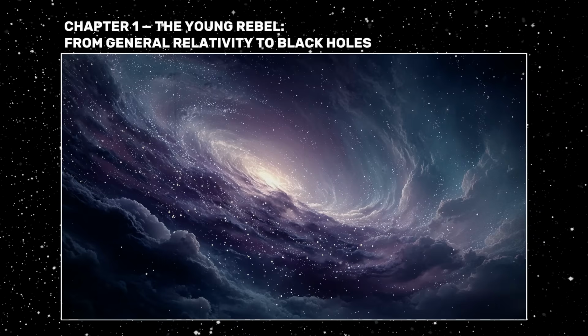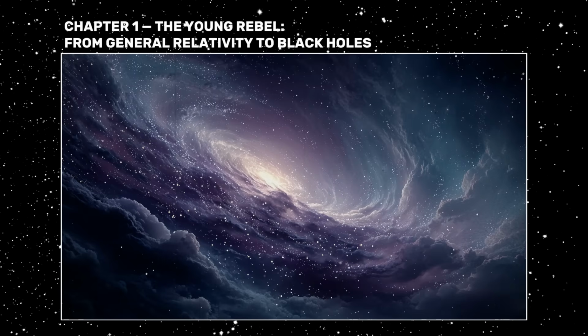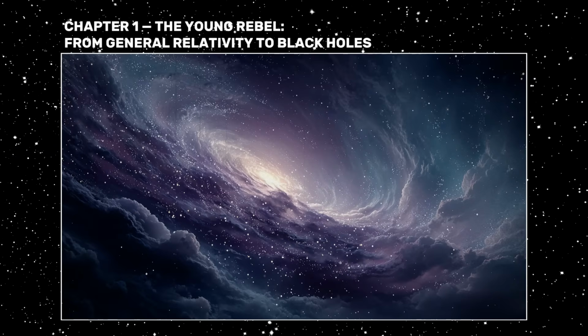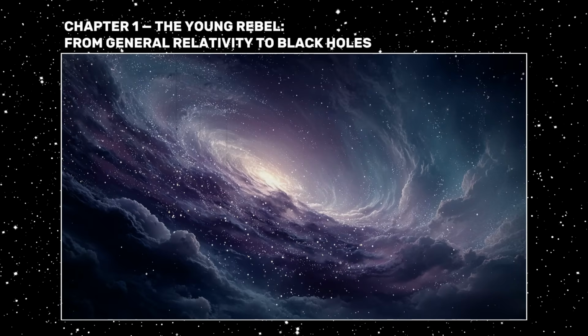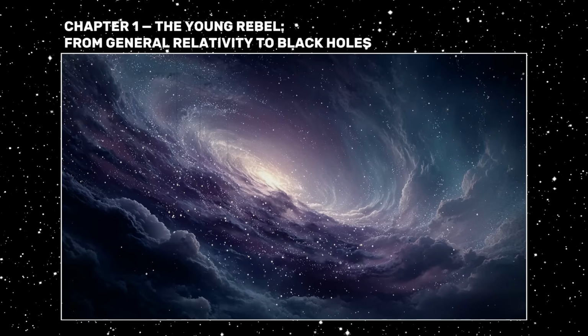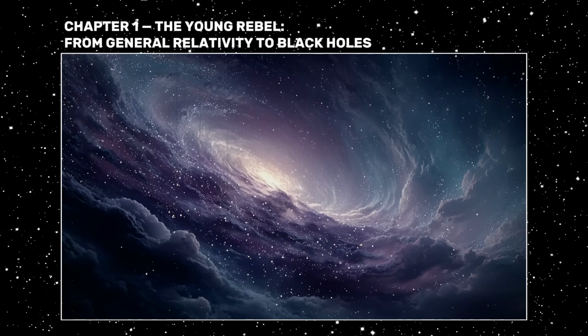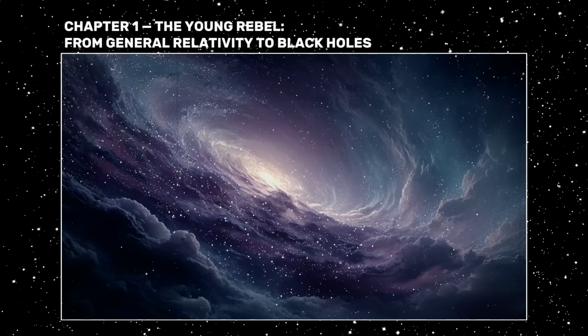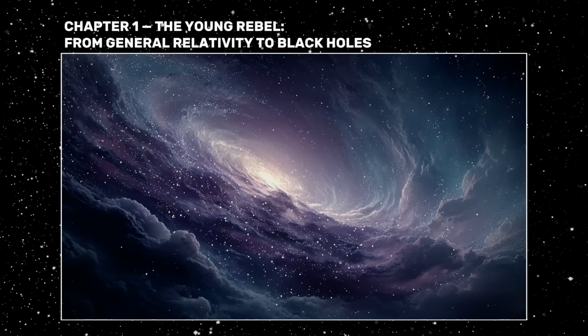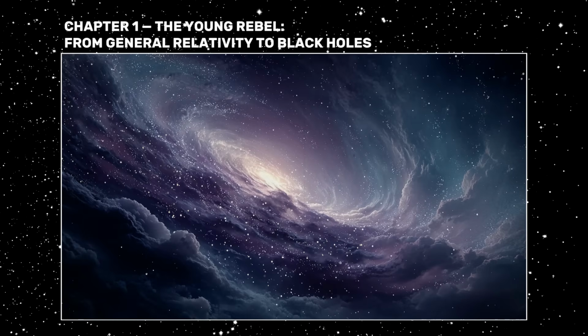Karl Schwarzschild had found an exact solution to Einstein's equations in 1916, describing a spherically symmetric mass. Yet for decades, this solution was regarded as a mathematical curiosity rather than a physical object. It seemed absurd that real stars could collapse into an infinitely dense point.